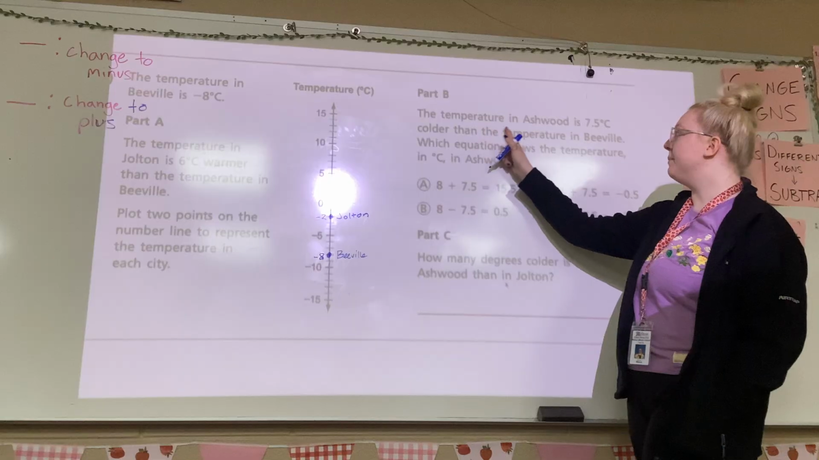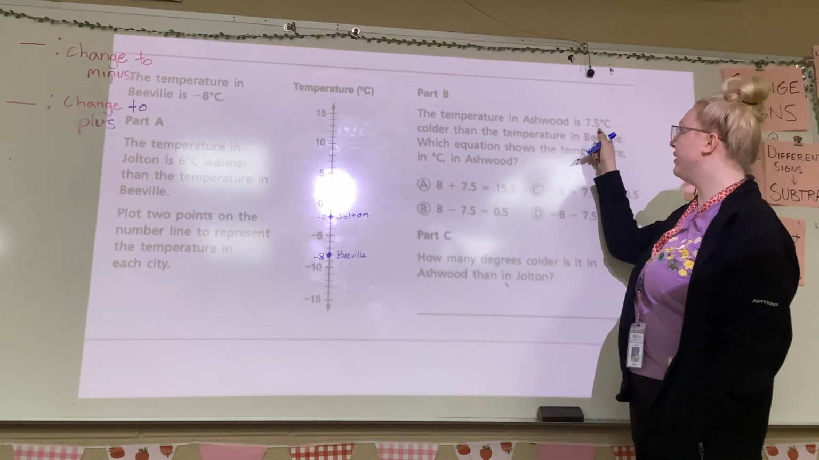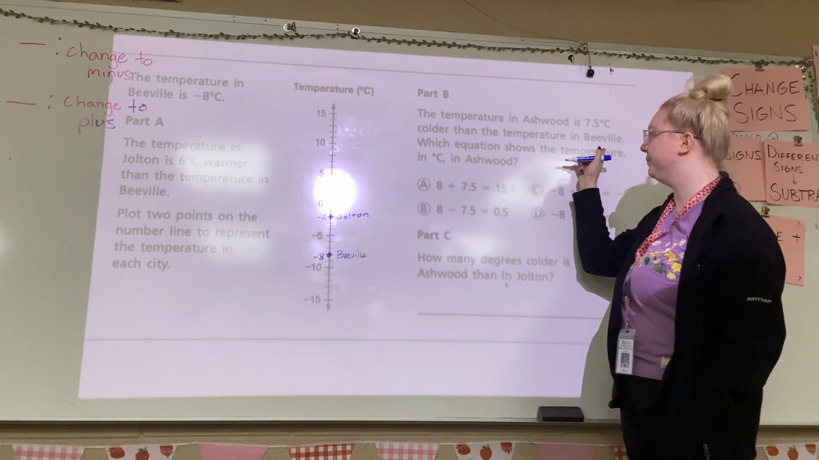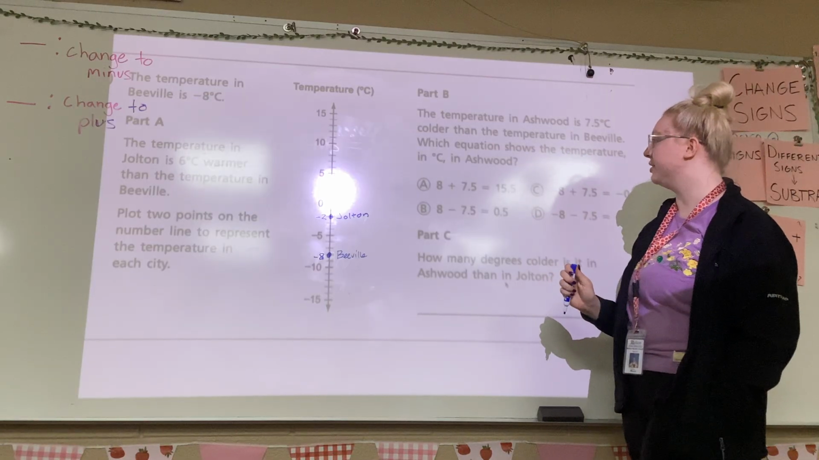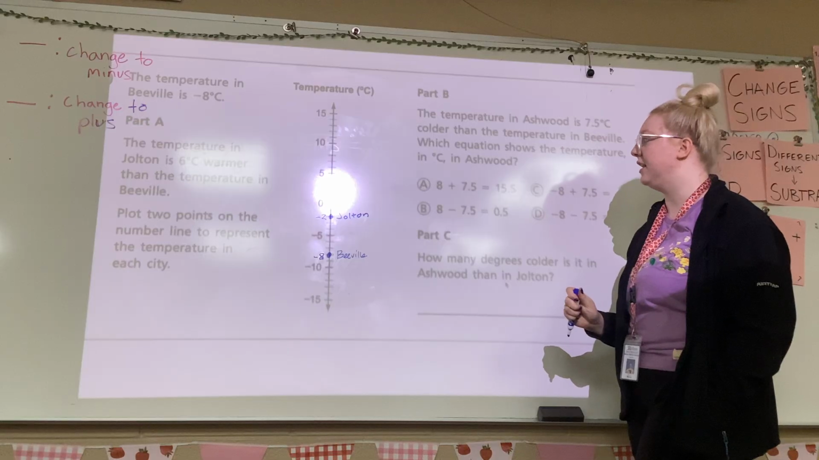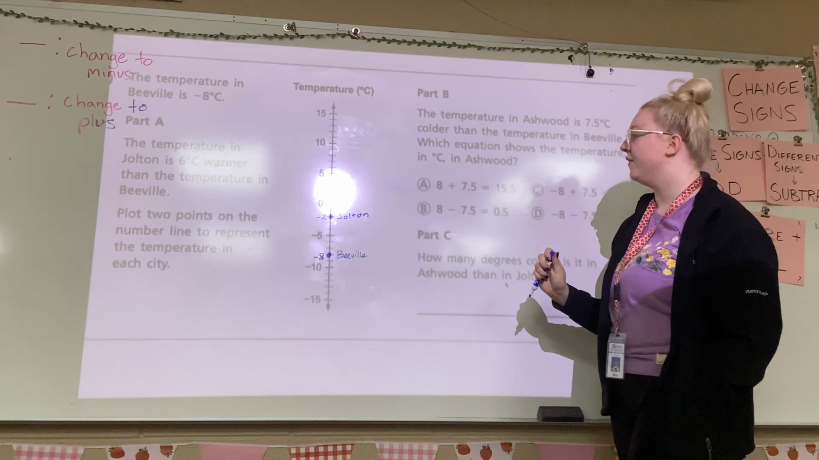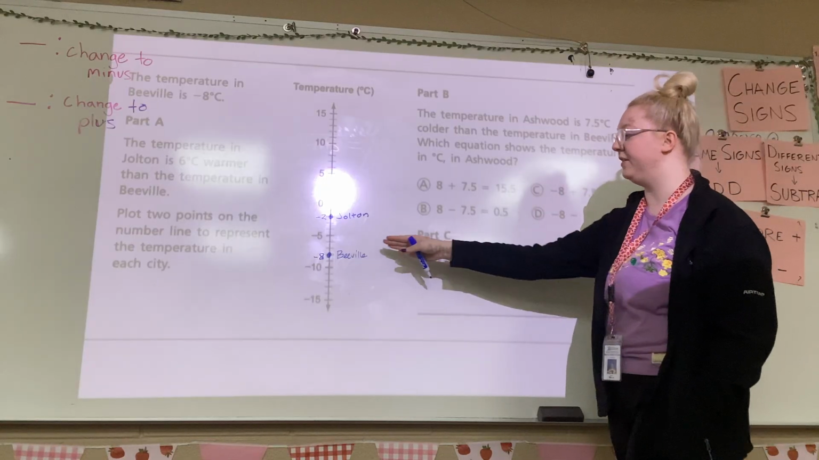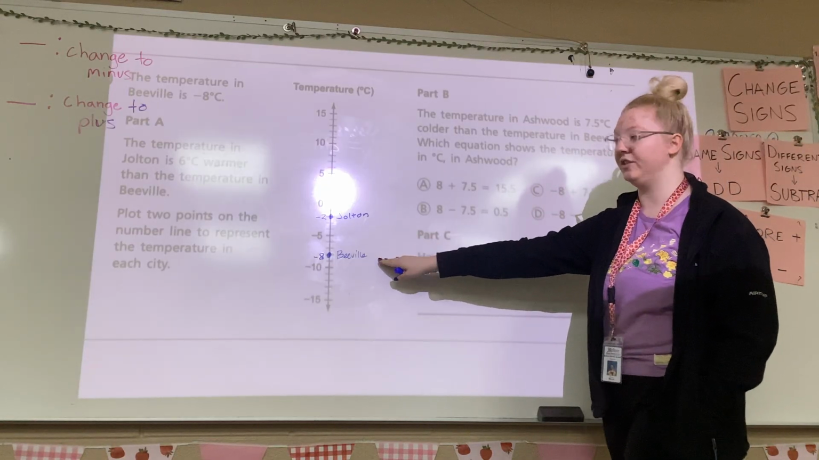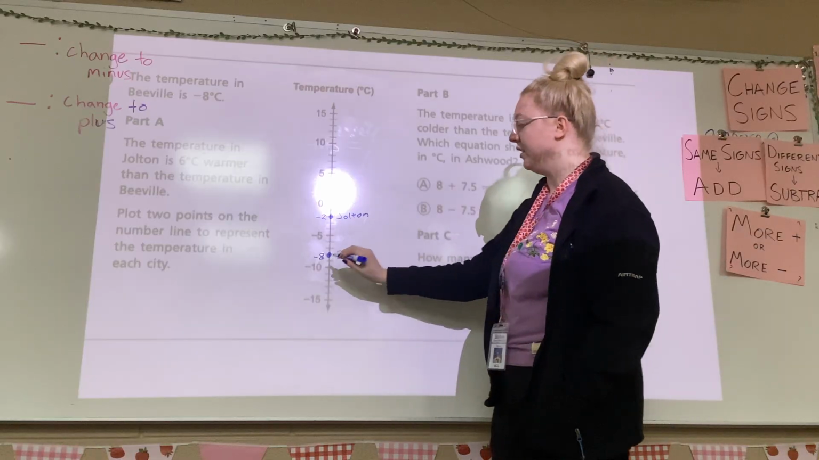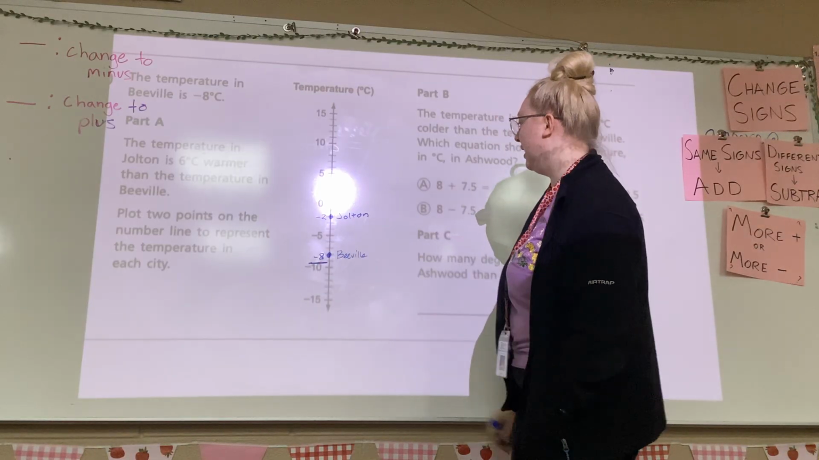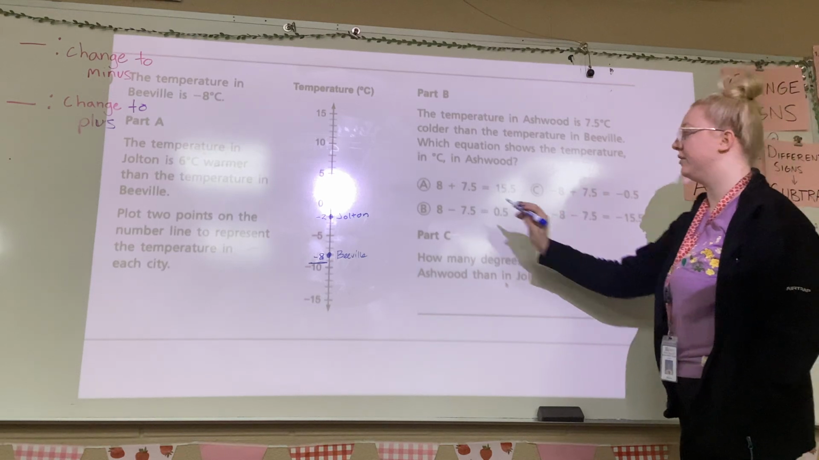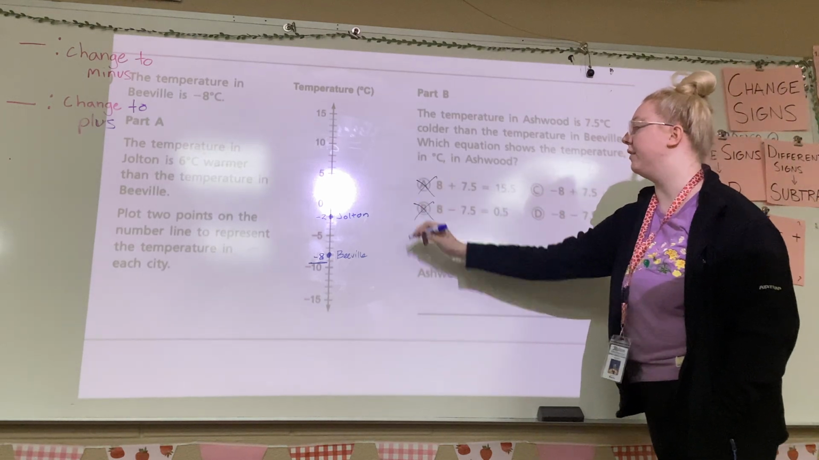Part B, the temperature in Ashwood is 7.5 degrees Celsius colder than the temperature in Beeville. Which equation shows the temperature in Celsius in Ashwood? First of all, it says it's colder than Beeville. Here's Beeville, and it's 7.5 degrees colder. Beeville starts at -8, so we need to find which one of these starts at -8. C and D do. So A, B, goodbye.